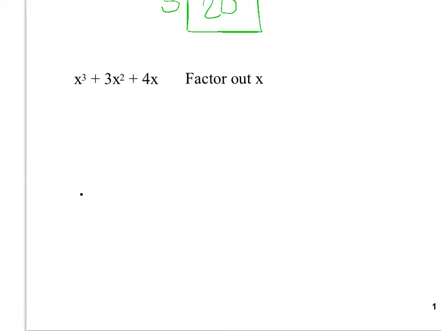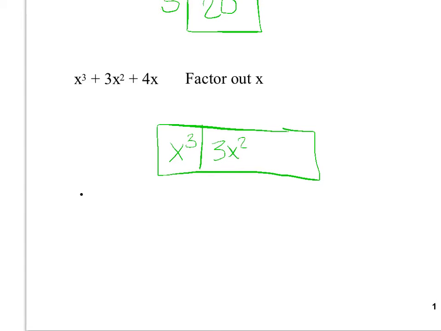We're going to say, you know what, I have x cubed plus 3x squared plus 4x, and I want to take out an x. So I have x cubed plus 3x squared plus 4x. So I want to take out an x. So then I have to say, well, what are these numbers up here that multiply times x to give me these? So then I look and I say, well, that has to be x squared. And this next one would have to be 3x. And this next one would have to be just a 4.